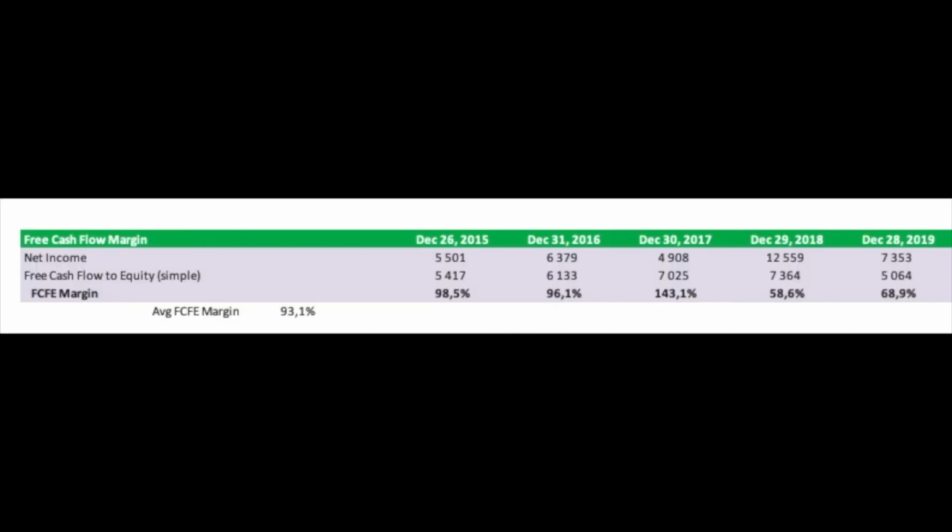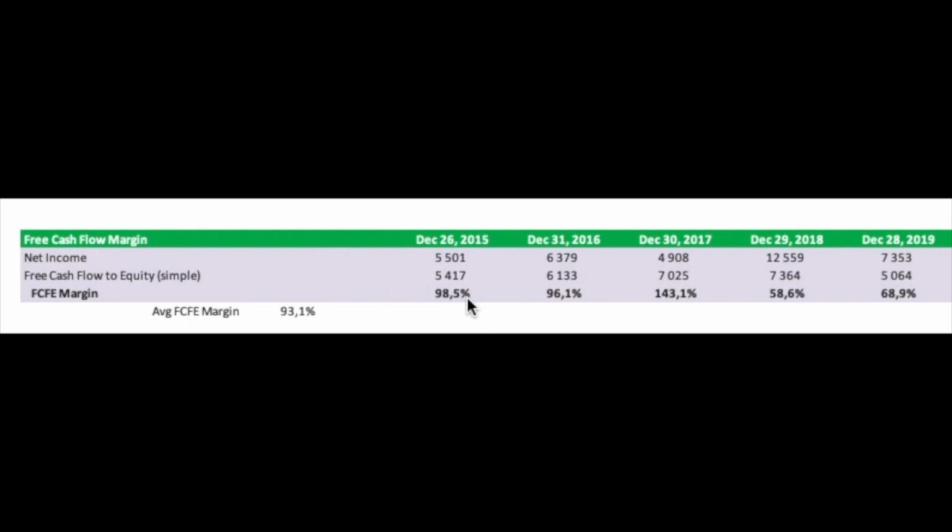For forecasting the free cash flow to equity in the coming years, we want to see how big the free cash flow to equity has been in relation to net income. Since we can just pull the net income off of the income statement, and we have also calculated the free cash flow to equity in the step before, we can now just divide the free cash flow to equity by the net income.